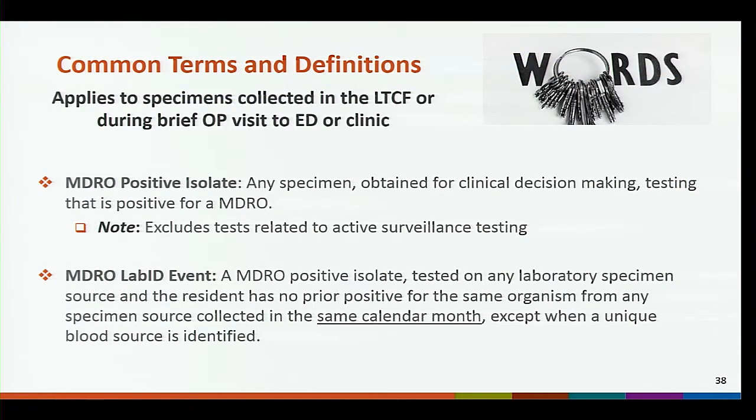Some common terms and definitions. An MDRO positive isolate is identified as any specimen obtained for clinical decision making testing positive for that MDRO. This does exclude tests related to surveillance testing, such as your nasal cultures or rectal cultures for surveillance testing. An MDRO lab ID event is defined as an MDRO positive isolate tested on any laboratory specimen source when the resident has no prior positive of that same organism from any specimen source collected in the same calendar month, except when a unique blood source is identified.